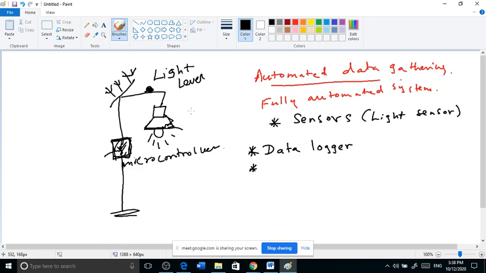With the help of the sensors they are capturing and sending that data to another place and storing that.